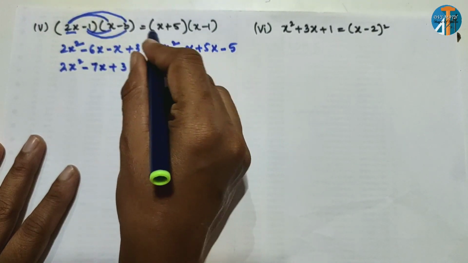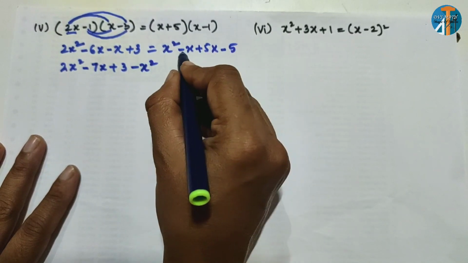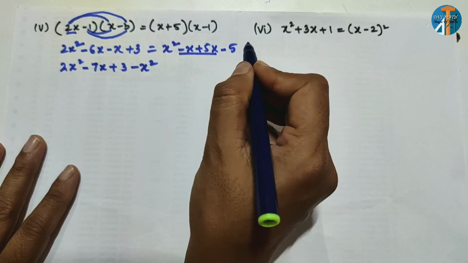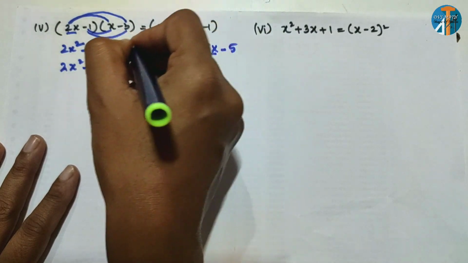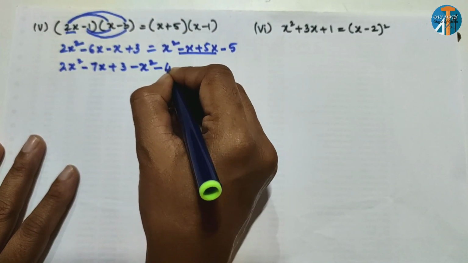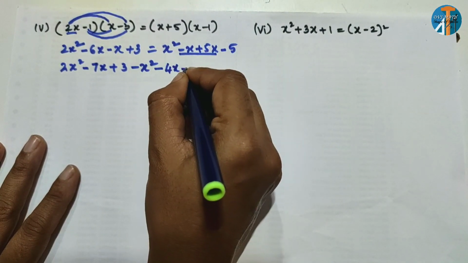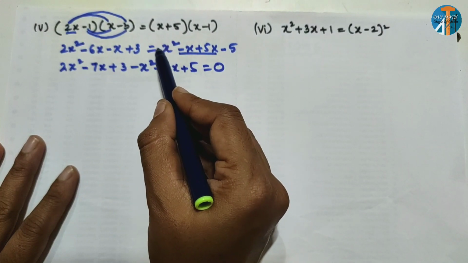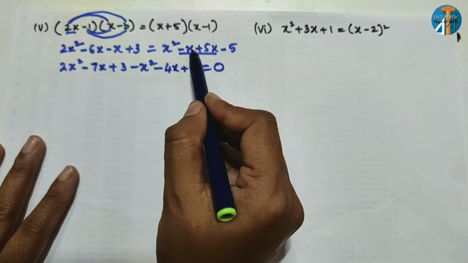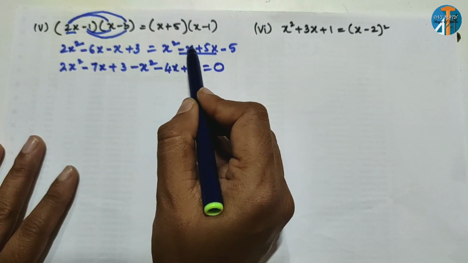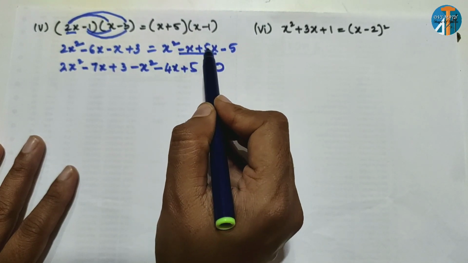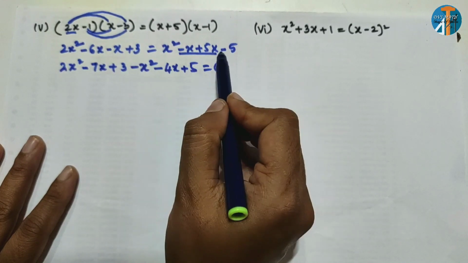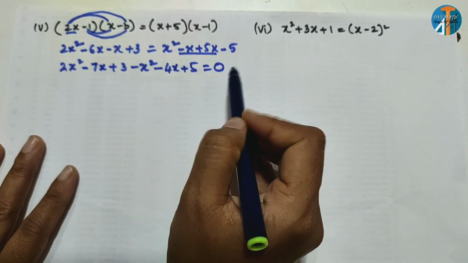Okay, now let us take this one this side. So it becomes minus x square. Here if you simplify this, minus x plus 5x, it is 4x. But if we come to the LHS, it is minus 4x. So minus 5 becomes plus 5 is equal to 0. Again plus x square becomes minus x square, and minus x plus 5x is 4x, but taking to the LHS it becomes minus 4x. So minus 5 becomes plus 5 is equal to 0.